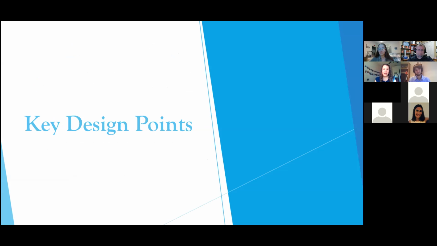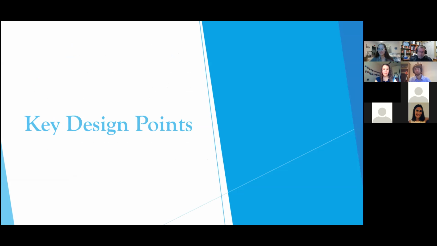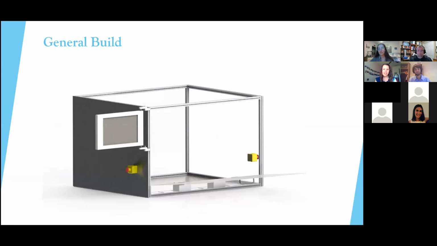And as I said, there are so many microbiological systems out there, and each of those microbes has its own needs. So this will allow the researcher to make adjustments based on the culture's needs. So next, I'm going to talk about some of our key design points in our design. First of all, we have our general build.